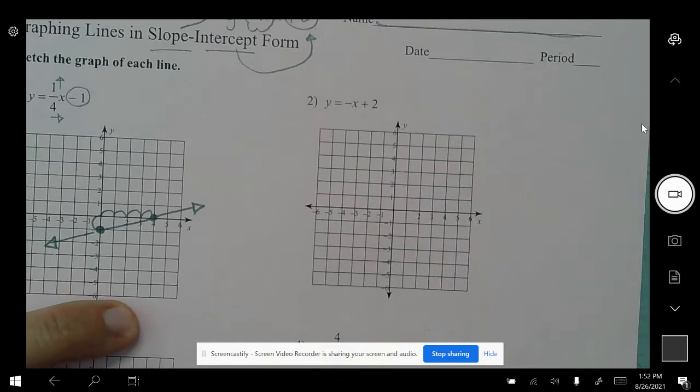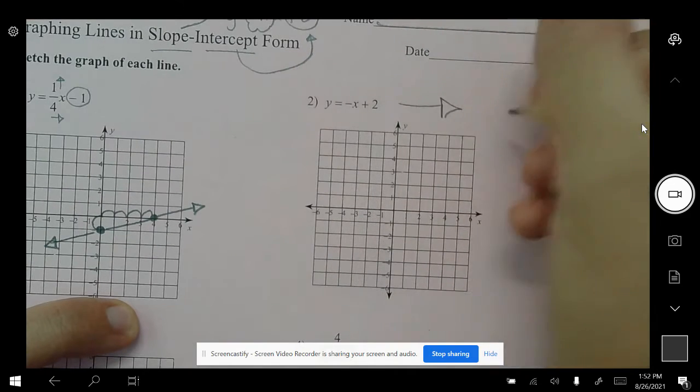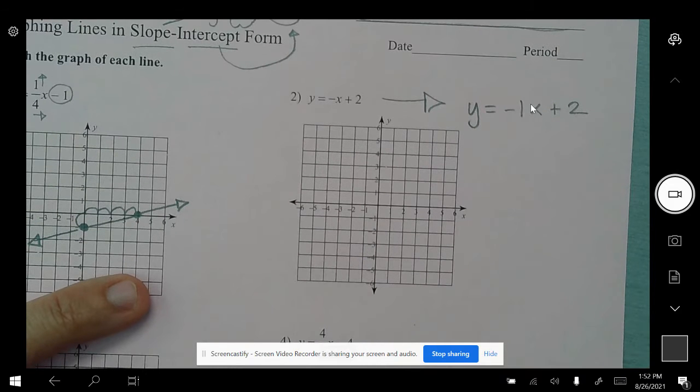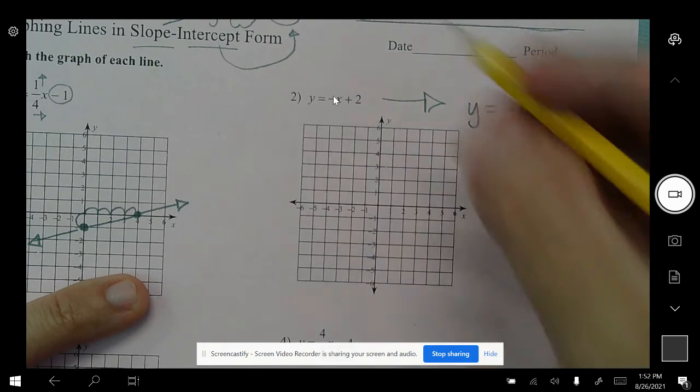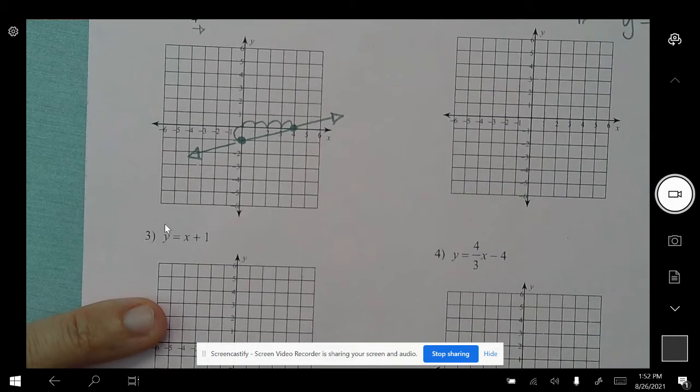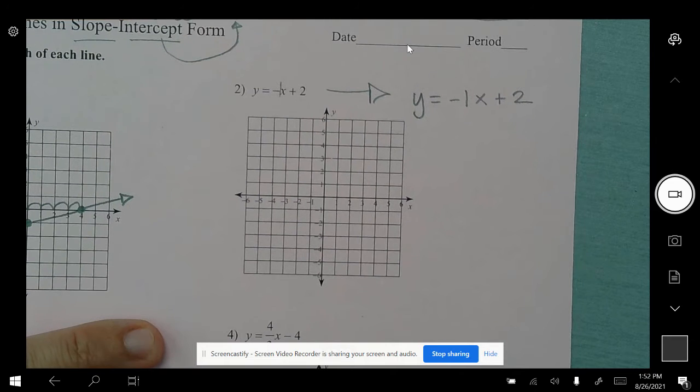All right, number 2. So when I rewrite this, I want you to pay attention. What do you notice? This 1 here. When that's there like this, there's nothing there. There's an invisible 1. You can't see it, but it's there. I just drew one. There's an invisible 1 in front of the x. Just like this one, there's an invisible 1 here too. And what's 1 as a fraction? This is where it gets a little confusing.